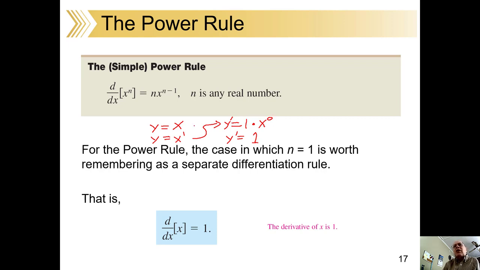You don't even need to go through this process if you just remember, if you're taking the derivative of just x, it's just a 1. It's a shortcut that, if you memorize it, makes things a bit faster, because you don't have to bother bringing the 1 out front. You know the derivative of x is 1.